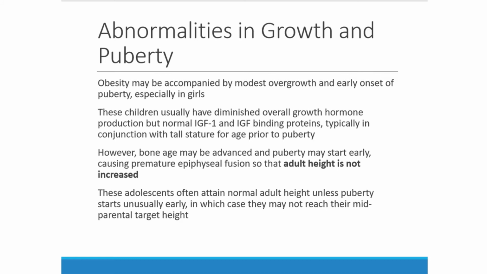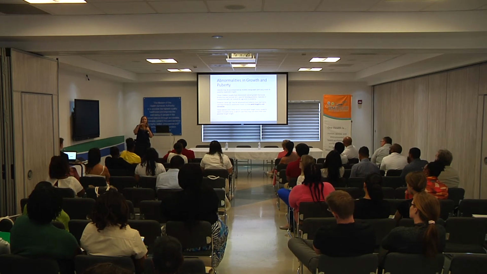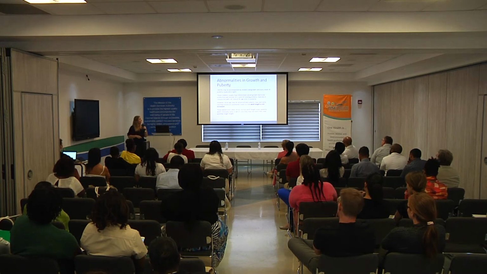But what happens is they grow tall and they tend to fuse, start puberty early and fuse early. So they actually get to their height that they were going to always reach. They're not necessarily taller than everyone else. They just look taller when they're younger because they reach that height quicker. And they tend to go into puberty much younger as well. And again, that's something you have to watch for.